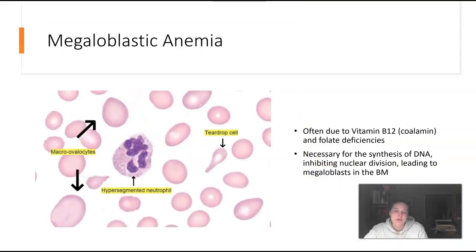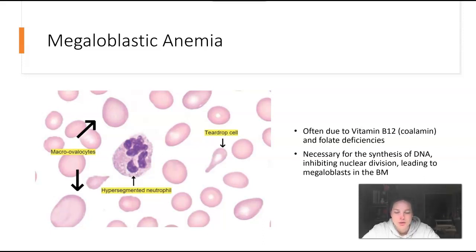So megaloblastic anemia is often due to a vitamin B12 or cobalamin, and folate deficiencies, or vitamin B6. These are both necessary for the synthesis of DNA. So in a deficiency, this inhibits nuclear division, leading to megaloblasts, or precursors to mature cells in the bone marrow.